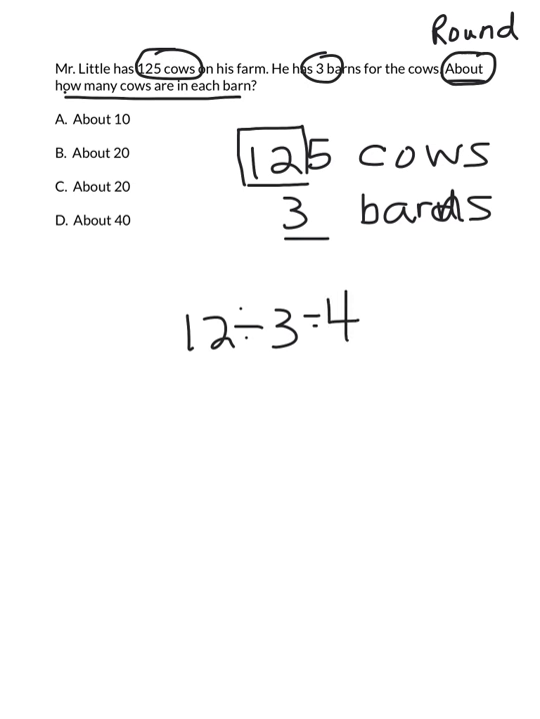And since we had to replace our 5, which becomes a 0 when we round, we see that our answer is going to be 40. So our correct response would be D, about 40. Look for those basic facts when it's asking about or to round.